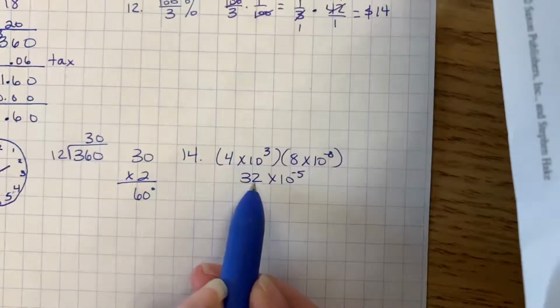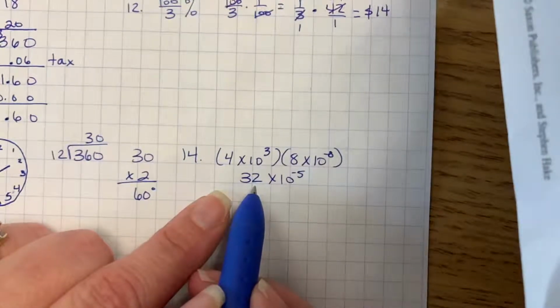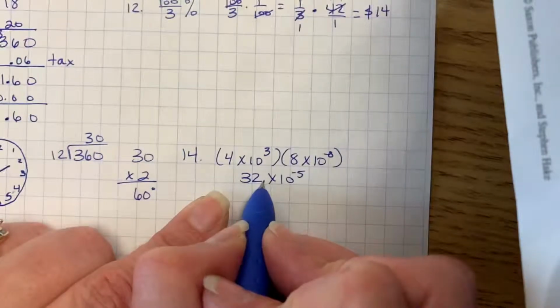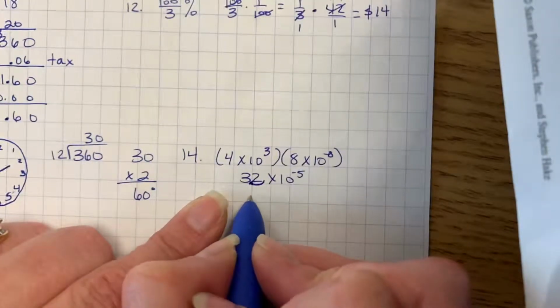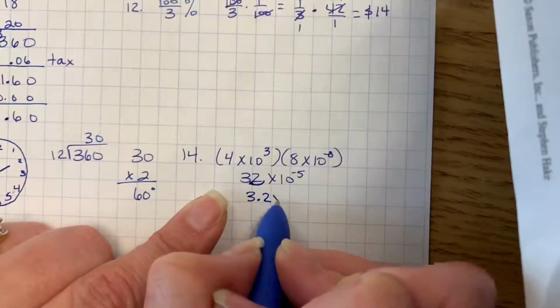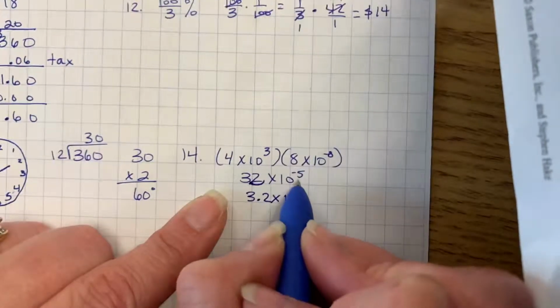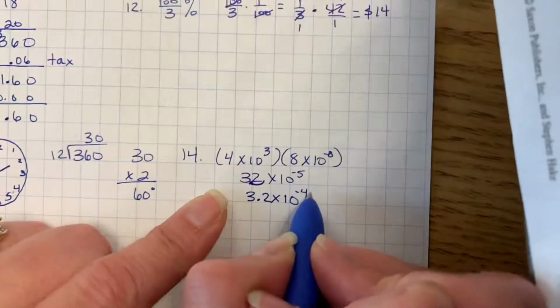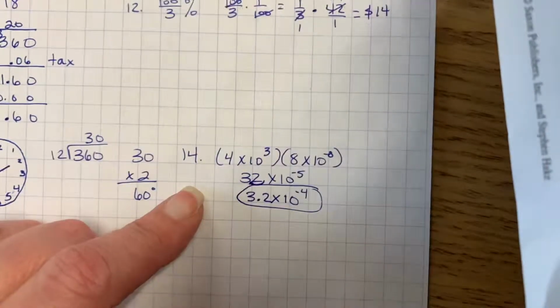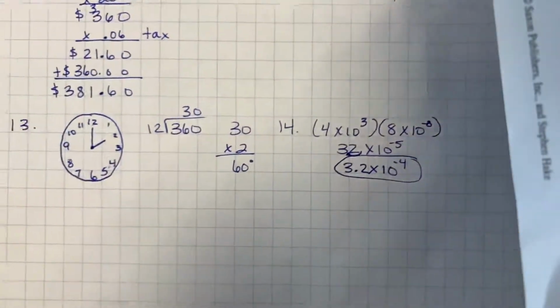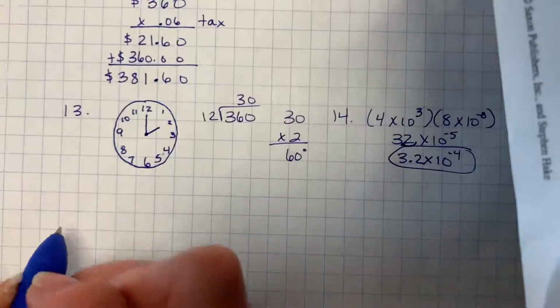But we can't have 32 in scientific notation. We can't have a number larger than the ones place. So if we move the decimal here, we get 3.2 times 10 to the, add 1 here, and we get negative 4, and that is our answer. 3.2 times 10 to the negative 4. Number 15.